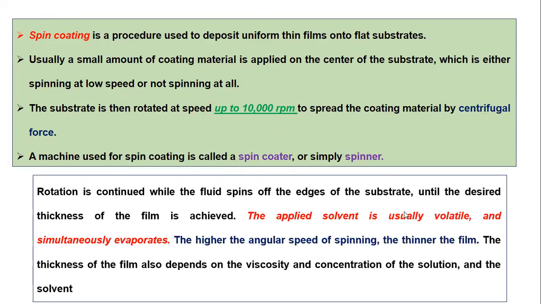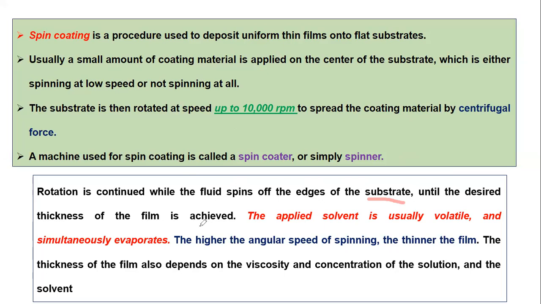Rotation is a very important key point in the topic of spin coating, because without rotation we cannot deposit any material onto the substrate. Rotation continues while the fluid spins off the edges of the substrate. I will show you an image as well as a video for better understanding, and it continues until the desired thickness of the film is achieved.